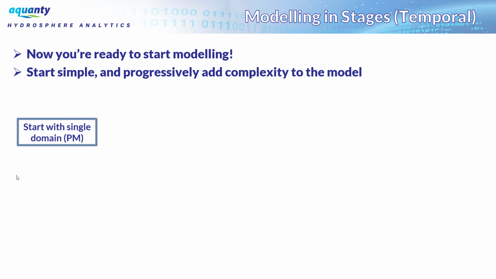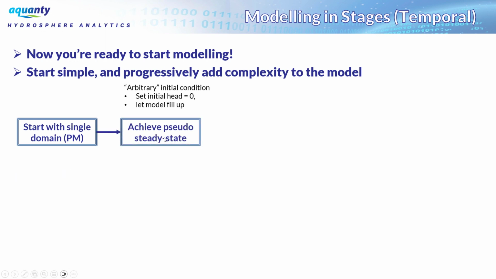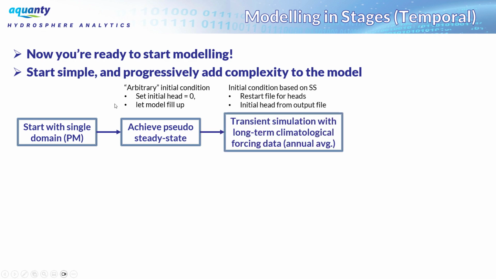And I'll say that I asked everyone internally the way that they would approach this. It's going to change from case to case. It might not always look like this. But essentially, this is the type of workflow that you should look at running yourself. Start with a single domain, run a pseudo steady state simulation with an arbitrary initial condition, and use the results from that to run long-term transient simulations using annual average data. And you can use commands like restart file for heads or initial head from output file, for example.